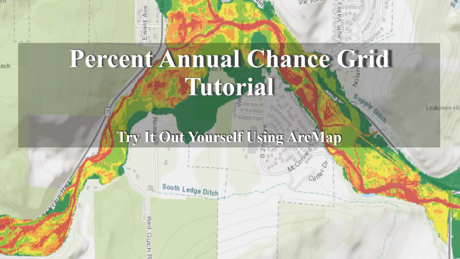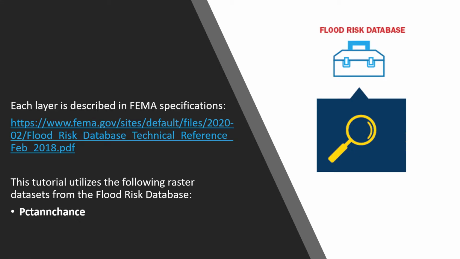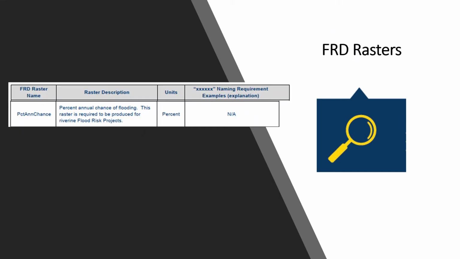The following tutorial outlines steps in ArcMap to perform simple spatial analysis using the percent annual chance grid. Each spatial layer in the Flood Risk Database is described in detail by accessing FEMA's Flood Risk Database technical references. This tutorial utilizes the following raster dataset from the Flood Risk Database: the percent annual chance grid. Here is a snapshot of what the FRD raster is and an explanation.